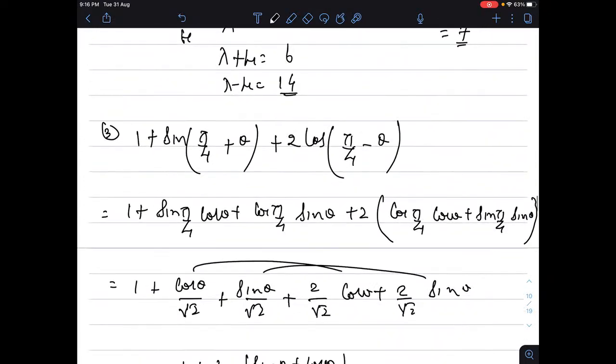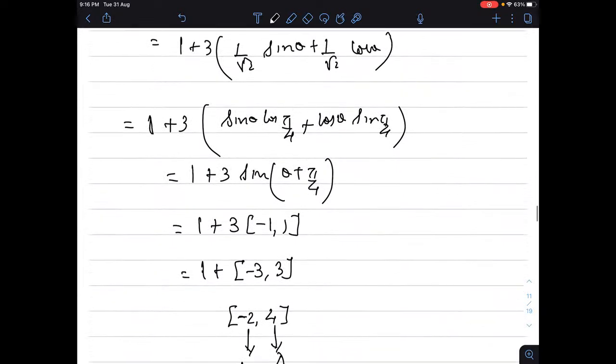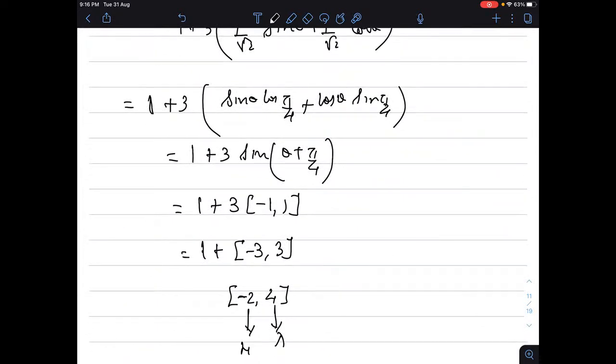Every time we are applying the same concept, that the maximum value of a sin theta plus b cos theta is square root of a square plus b square, and the minimum value of a sin theta plus b cos theta is minus square root of a square plus b square.